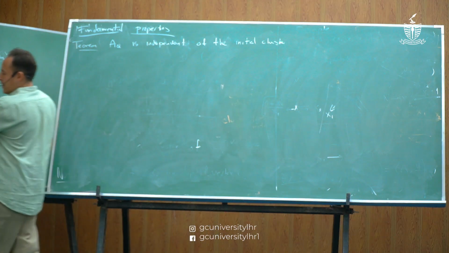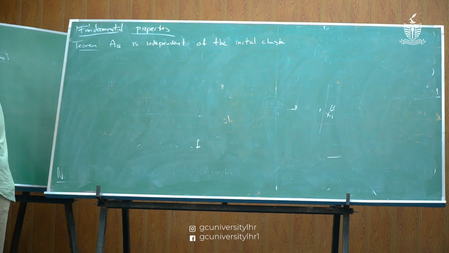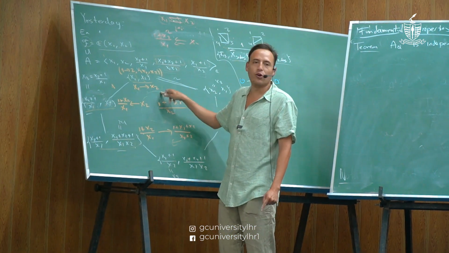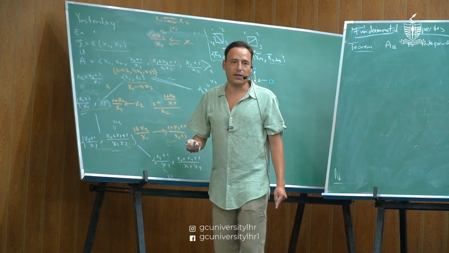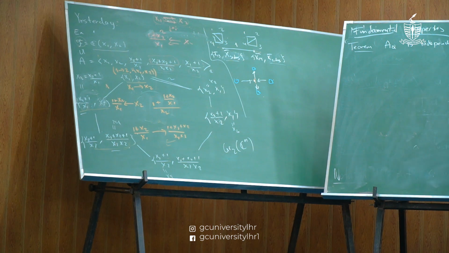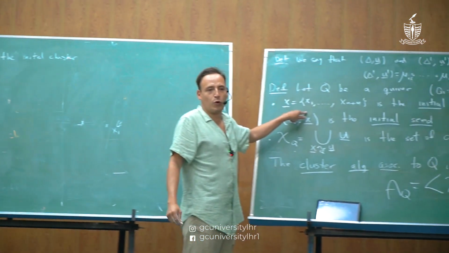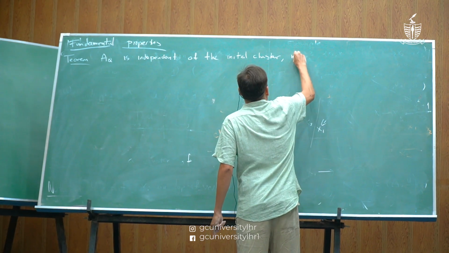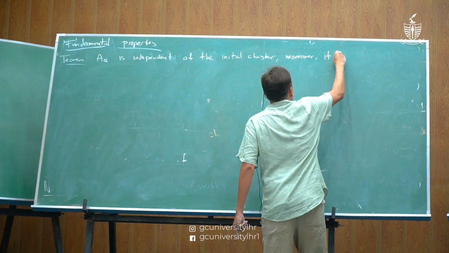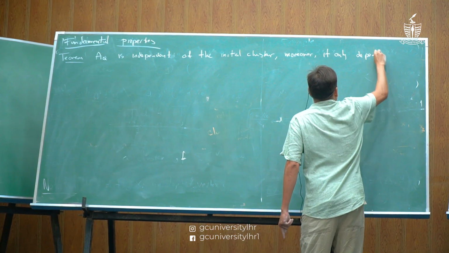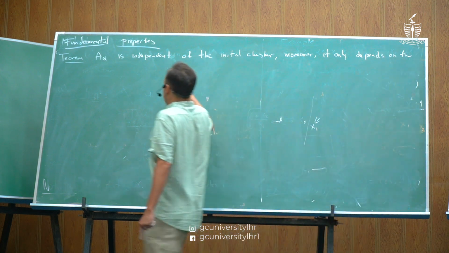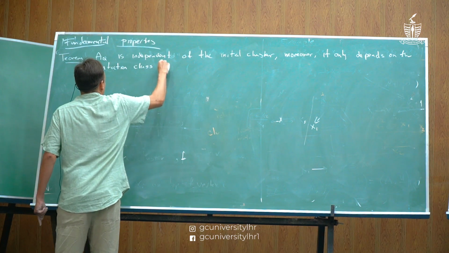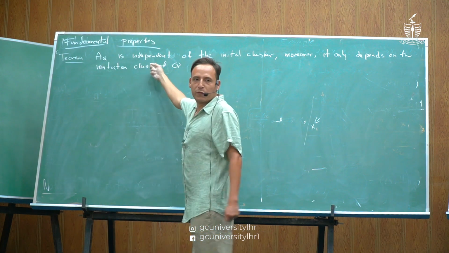So for example, this is another cluster that I could have considered that produces the same cluster algebra. I don't need to choose x1 and x2. I can put any other cluster, and I will obtain an isomorphic ring. It's independent of the initial cluster, so I could change this for whatever I want. And moreover, it only depends on the mutation class of Q.